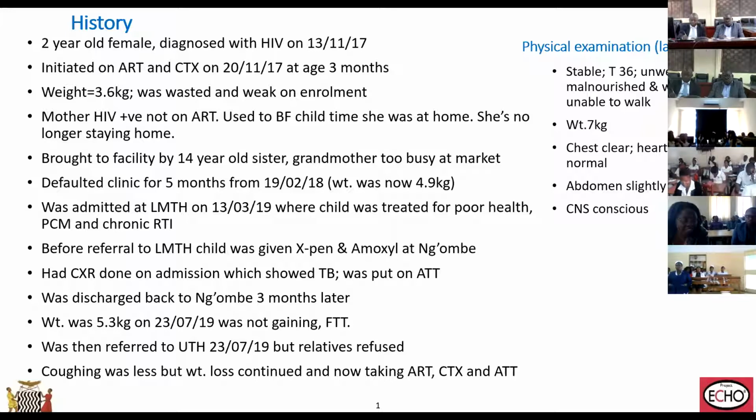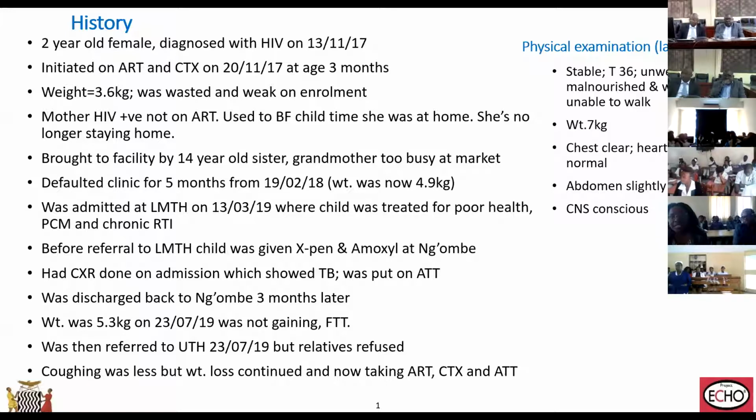By then, the child had a weight of 5.3 kg. That was on the 23rd of July 2019, and the child was not gaining any weight and was failing to thrive. Then the child was referred to UTH on the 23rd of July 2019, but the relatives refused. This child continued coughing, but less, and the weight loss continued, and this time this child was taking ART, CTX, and ATT.